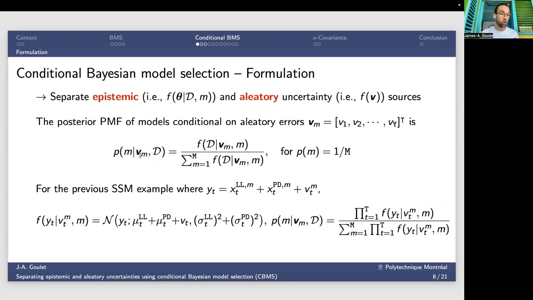Now, I still want to consider these aleatory errors because I don't have access right now to V. I don't know what my observation or prediction errors are, so I need to consider them probabilistically. Even if I didn't consider them, I have access to that conditional probability of model given my errors, but I don't have my errors.